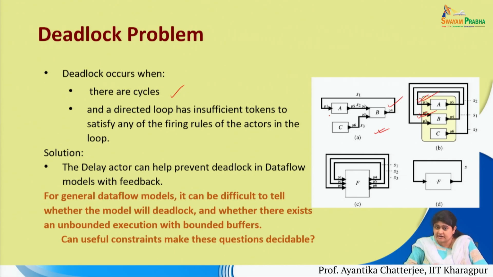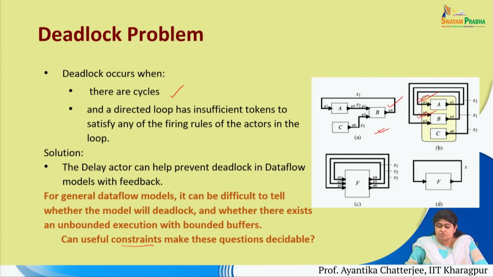And to understand that scheduling policy, we need to have some constraints. We will see how defining some constraints can solve this problem, can make this problem decidable. That means, based on this constraint, we can actually analyze whether our model will go in some unbounded direction or whether there will be any possibility of deadlock.